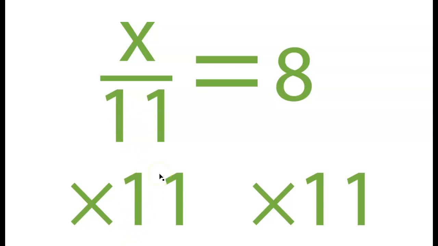So, multiplying both sides by 11, that's the process that we're doing over here. That's the words for it. Multiply both sides by 11, yeah? And that'll get you solving for x.